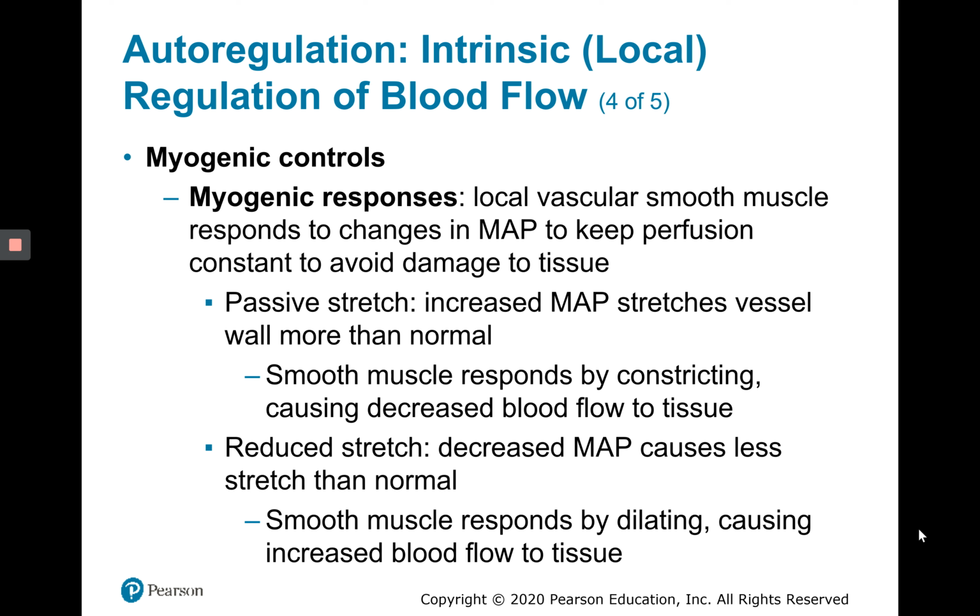For example, passive stretch, meaning increased mean arterial pressure or blood pressure to an arteriole, stretches a vessel wall more than normal. Smooth muscle of that arteriolar wall in response would constrict. So you stretch it, it means that we have high blood pressure. That blood vessel is going to constrict in order to decrease blood flow to the tissue so that we don't have a damaging amount of blood pressure in the capillary where exchange would take place. Whereas if there's reduced stretch, meaning there's decreased mean arterial pressure or blood pressure, that means less stretch on the arteriolar wall than normal, then we would see smooth muscle respond by dilating in order to increase blood flow to maintain an adequate amount of tissue perfusion to an organ.